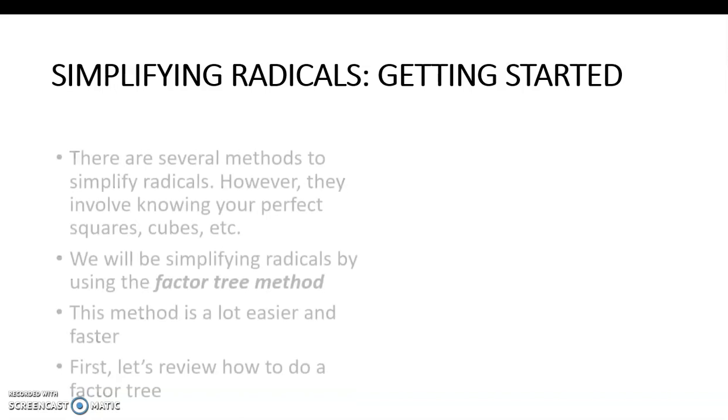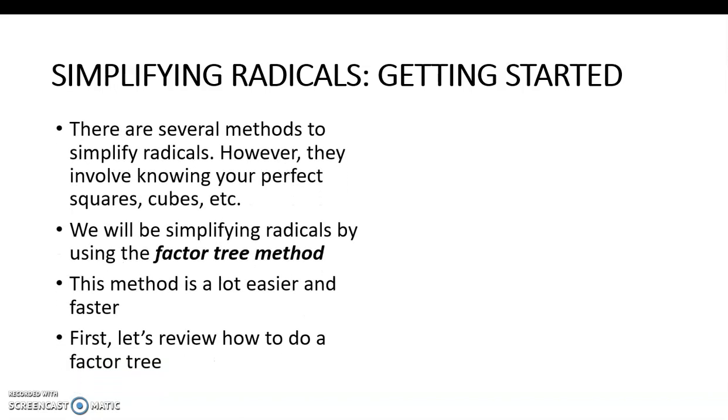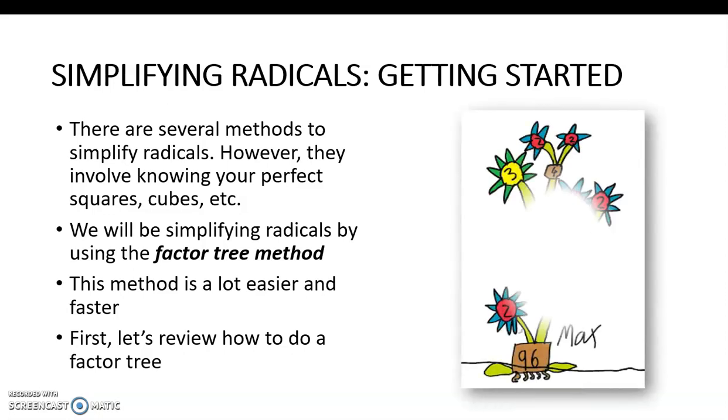Okay, simplifying radicals. First of all, there's several methods to simplifying them. However, most of them involve knowing things like your perfect cubes, squares, etc. We're going to be simplifying radicals using the factor tree method. This method is a lot easier and it's faster. Just in case you have forgotten how to do factor trees, you'll see a little drawing over there to the side. But we will also try some. So let's draw some factor trees to remember how to do it.